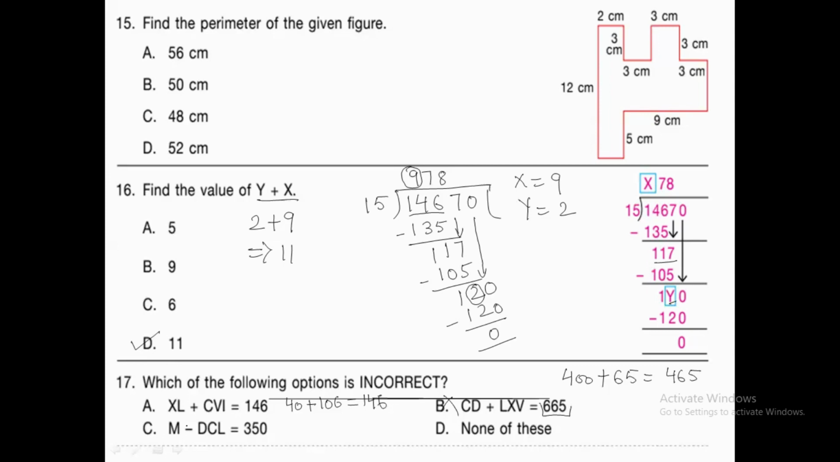What we can see over here is M minus DCL equals 350, which is given over there in the question. M means 1000. 1000 minus DCL. DCL means 500 plus 100 plus 50, which is 650. And when we are subtracting 650 from 1000, we are getting 350 only. Yes, so option C is correct, and option B is already incorrect. So that's how we are getting option B as our incorrect answer.